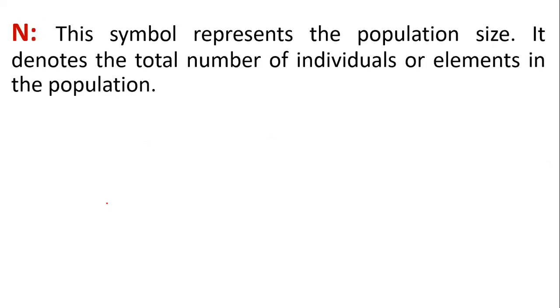The third one is the capital N. This capital N, I've seen students confusing it with small n. So this capital N is a symbol that represents the population size, and it denotes the number of individuals or elements in the population. So when I see N as a researcher or as a statistician, I'll simply know that you are dealing with the entire population.